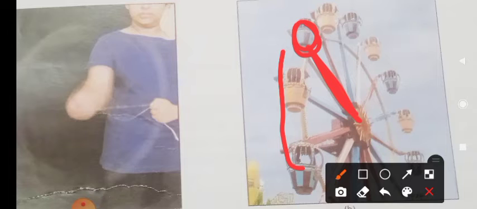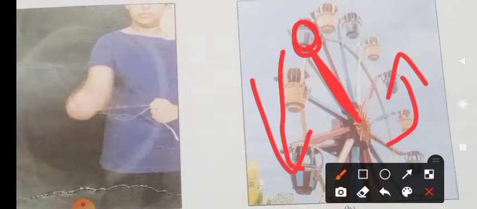Also, the direction of its motion changes continuously. At first it moves downwards and afterwards it moves upward, isn't it? So the direction of the motion also continuously changes in the case of circular motion. This is about circular motion. Did you understand circular motion?